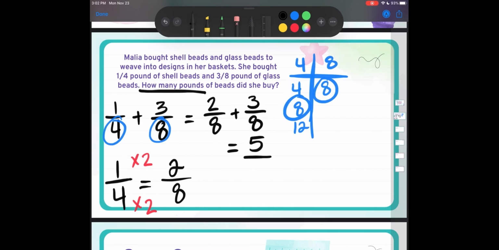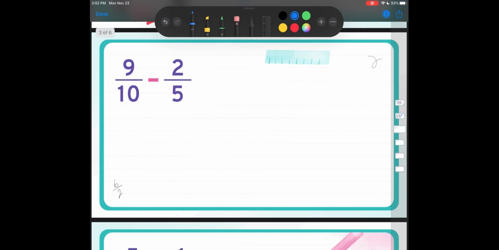So we're just going to add the numerators. 2 plus 3 is 5. Our denominator stays the same. So our final answer ends up being 5/8. Now, can I simplify that final answer? No, because 5 is a prime number. 5 can only be divided by 5, and 8 cannot be divided by 5. So 5/8 is as simplified as it can get.